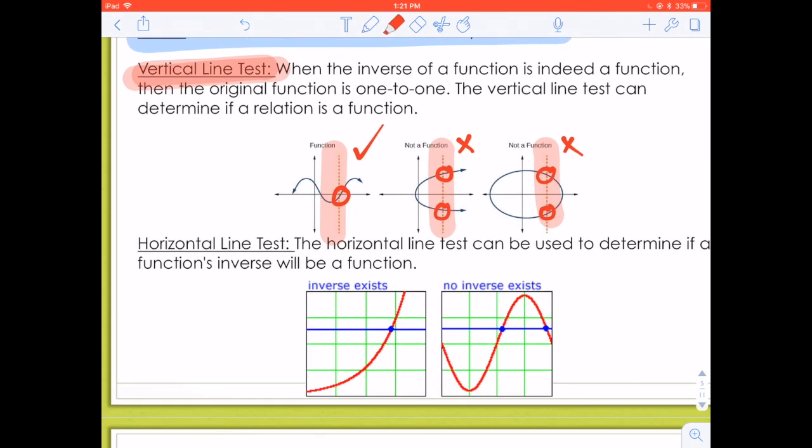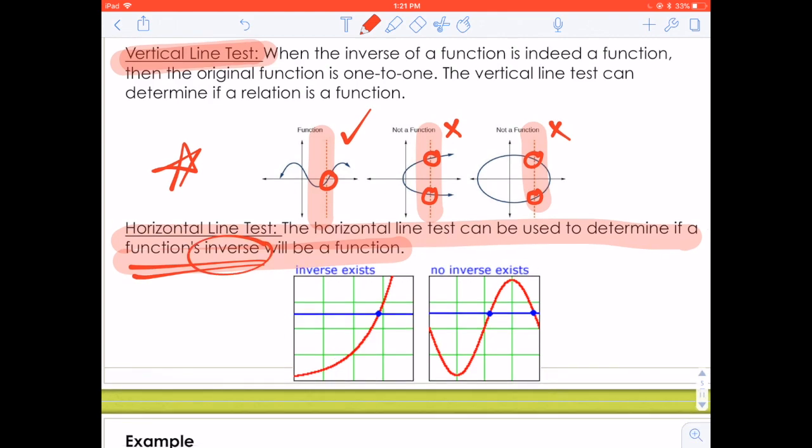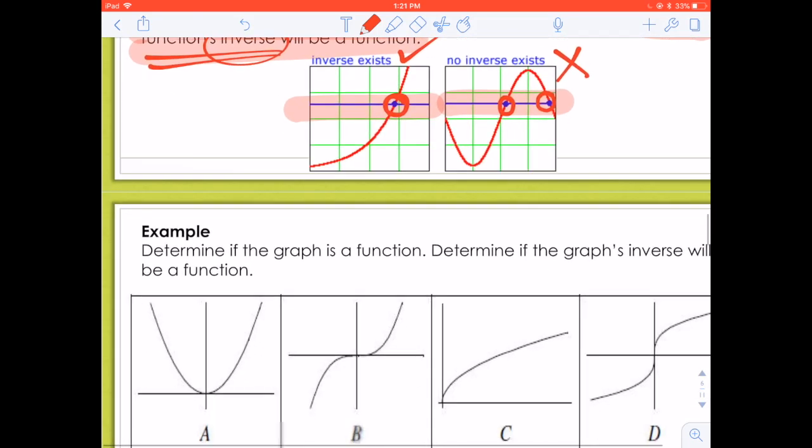We also have a similar test called the horizontal line test, and this can be used to determine if a function's inverse is a function. So vertical line test tells us if a graph is a function. Horizontal line test tells us if the inverse is a function. It's the same type of thing, you just draw a line that is horizontal instead of vertical. If it crosses more than once, then the inverse is not a function. So here, it only crosses once, so the inverse is a function. Here it crosses twice, so that's bad. So the inverse is not a function.